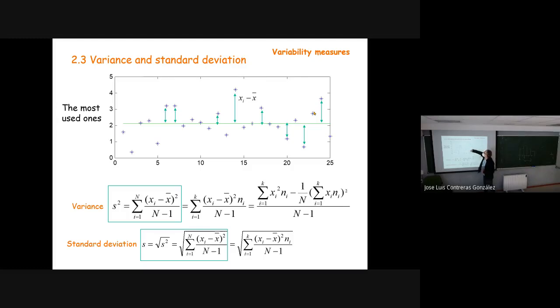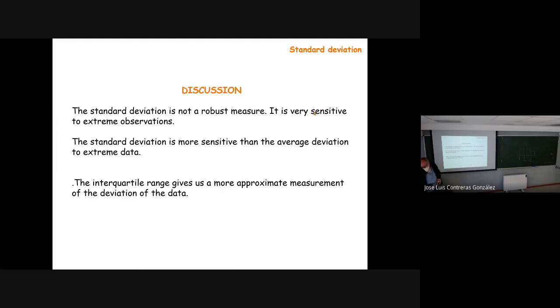So we have the mean, we compute the distance from the mean to each value, we square it, we sum all of them, and divide by n minus 1. This is the variance. Since we have squared them, if we want to know the deviation, then we take the square root at the end. So this is the standard deviation, and this is the variance. These are the most used ways.